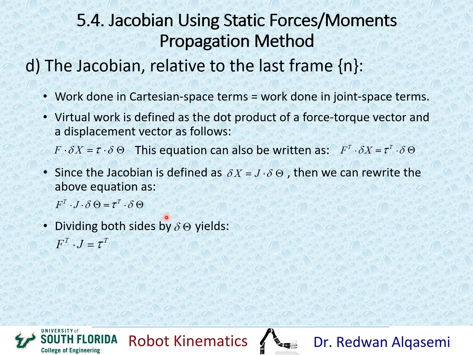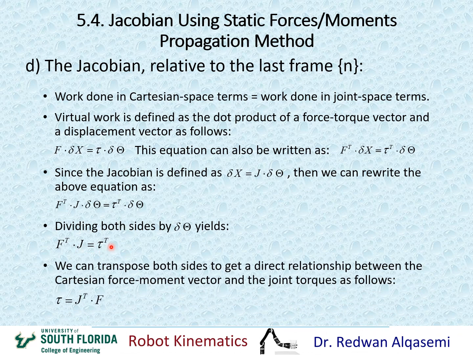Now we can divide both sides by delta theta, so we can get rid of delta theta, and then we end up with F transpose times J equals tau transpose.